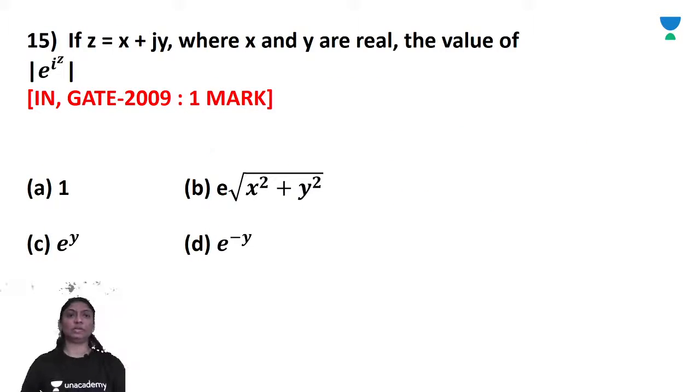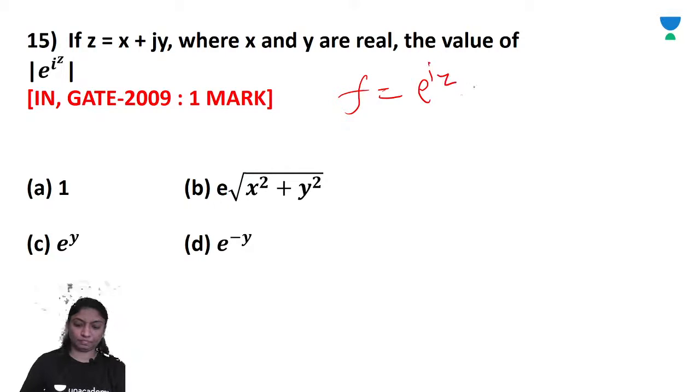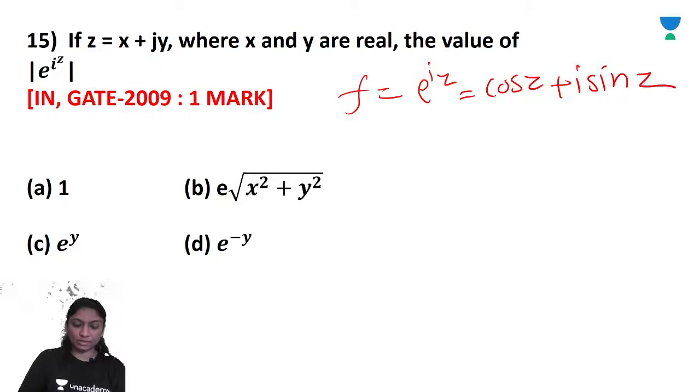If z is equal to x plus iy, and x and y are real, the value of mod of e raised to iz is... Let f be equal to e raised to iz, which is equal to cos z plus i sin z, right?